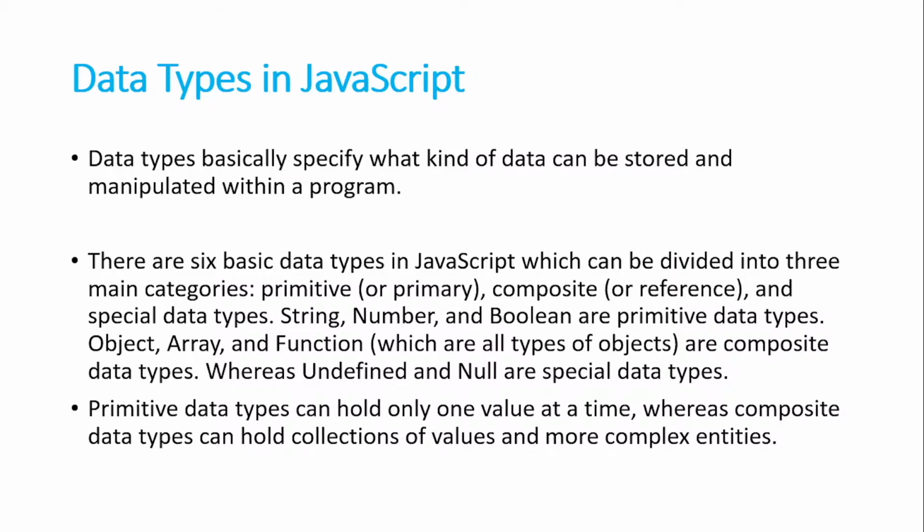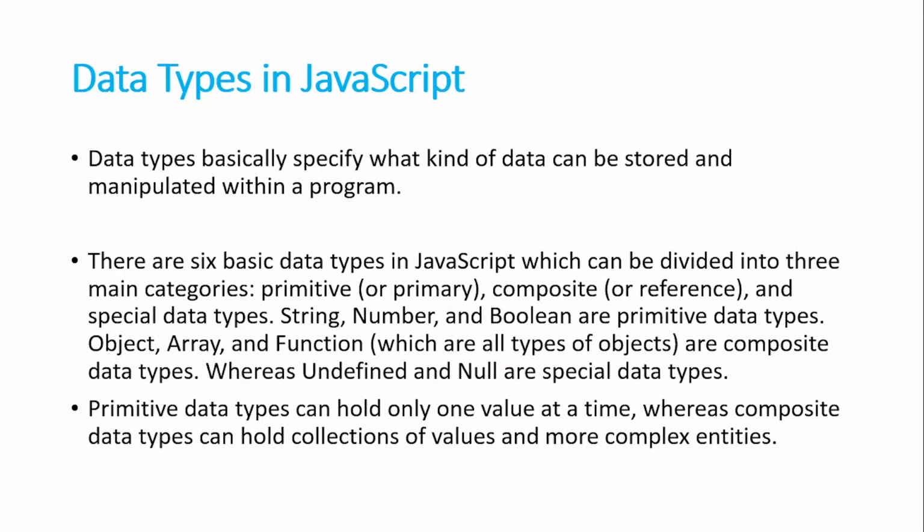There are 6 basic data types in JavaScript, which can be divided into 3 main categories. The first is primitive or primary, the second is composite or reference, and the third is special data types. String, number, and boolean are primitive data types. Object, array, and function, which are all types of objects, are composite data types. Whereas undefined and null are special data types that we'll understand in a second.